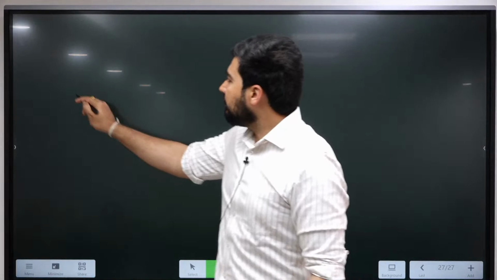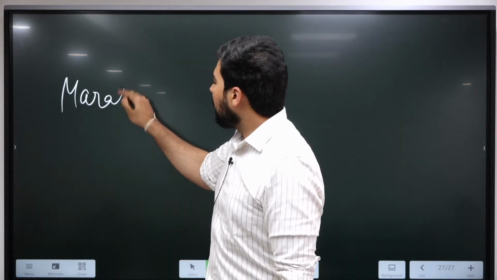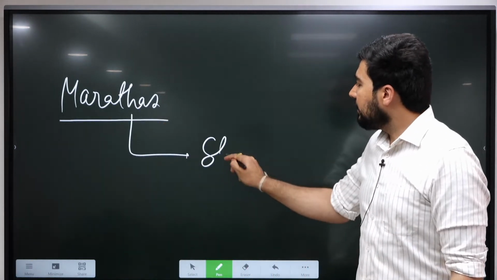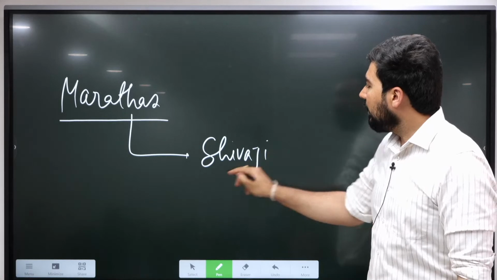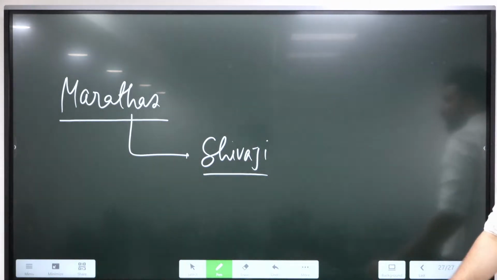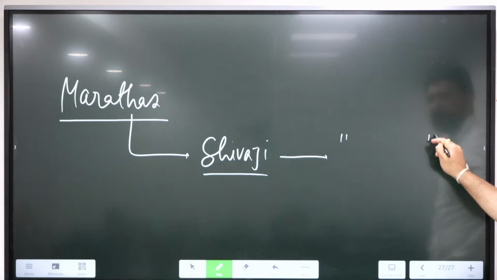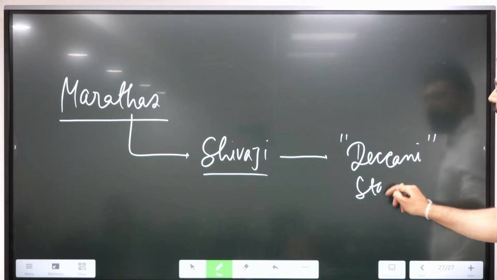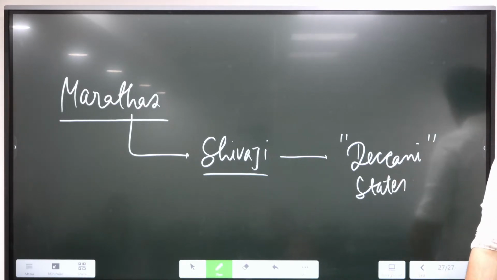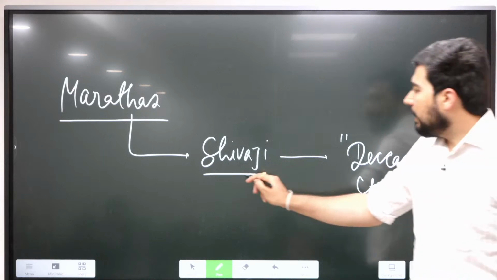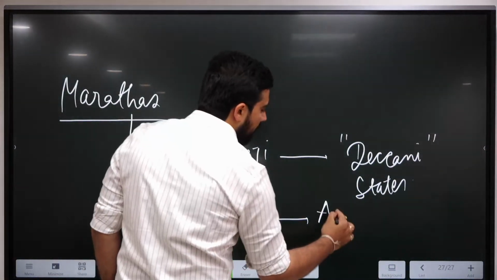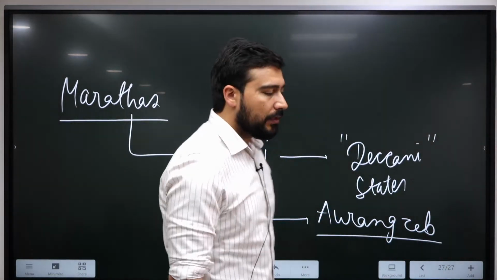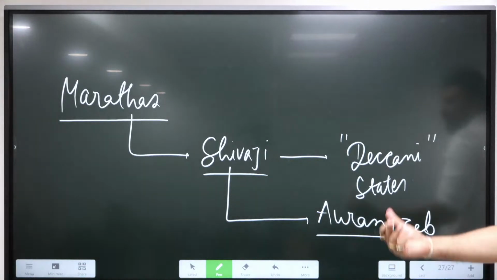Now let us see the Marathas. So the Marathas rose under Shivaji. Shivaji initially served under the Deccani states. Then he came into conflict with Aurangzeb, and fought with Aurangzeb or his generals.